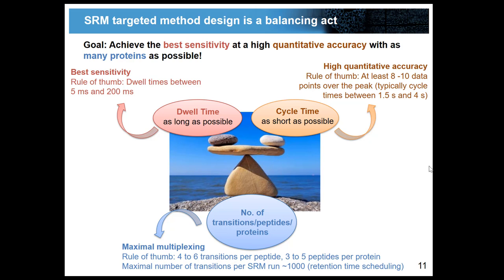However, this number is not achieved just like this. You need to do a small trick to measure 1,000 transitions in one go, and this trick is called retention time scheduling. Has anyone of you ever heard about that? Can somebody explain what retention time scheduling means?